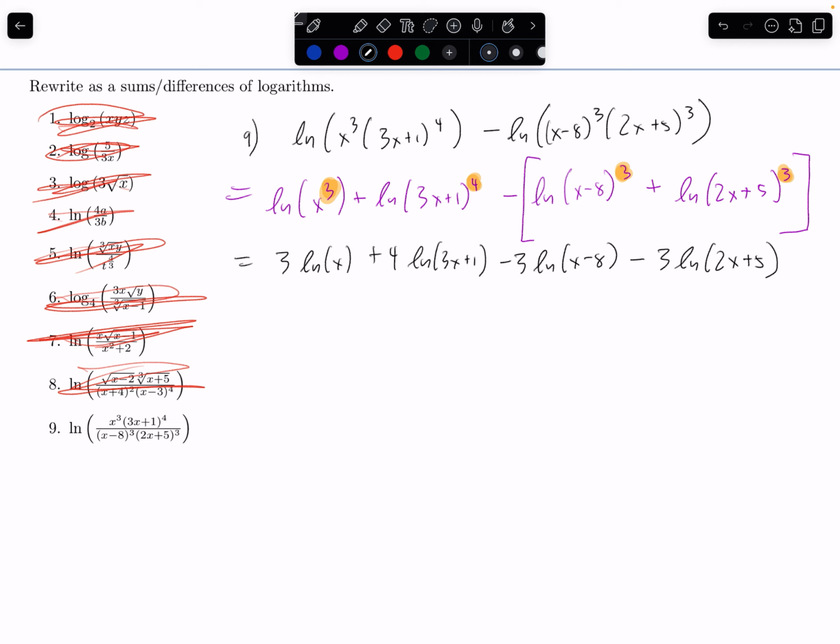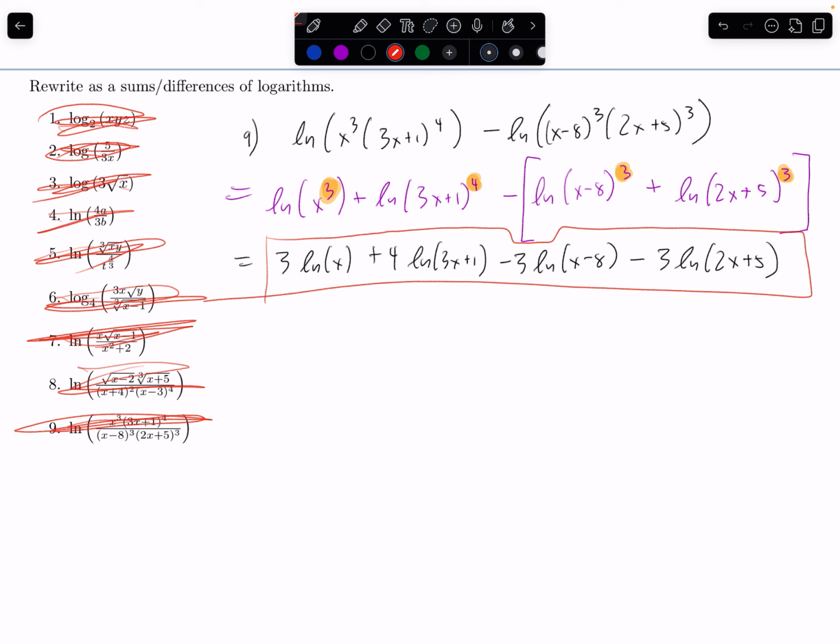Let's see, is there anything else I can do? Do I see any multiplication or division inside these ln's? Well, I see 3 being multiplied by an x, but I also have the plus 1, so I can't split it up into a product. It's not a product, it's really the sum of two things. So no, the answer is no. I reached the end of what I can do. And so, box it in red, there it is. Okay, see you in the next video.